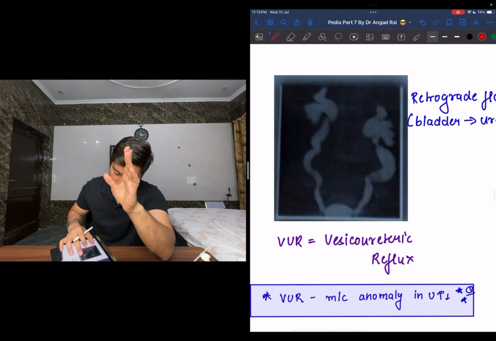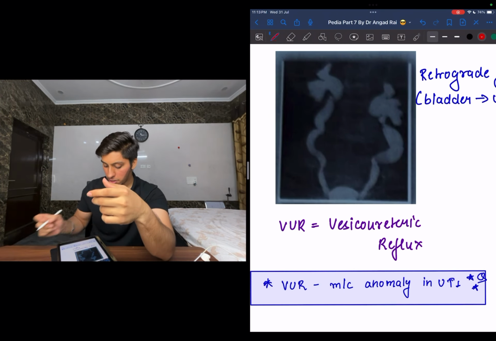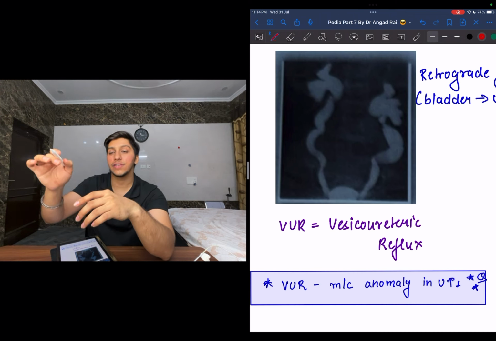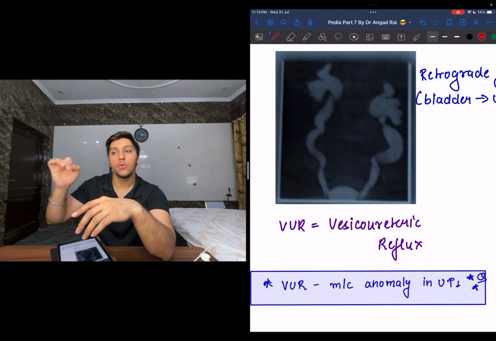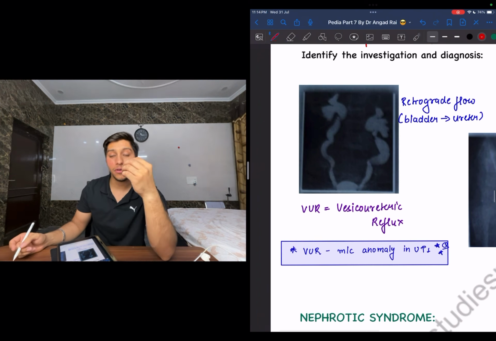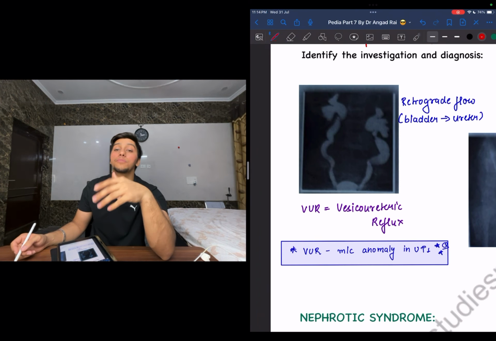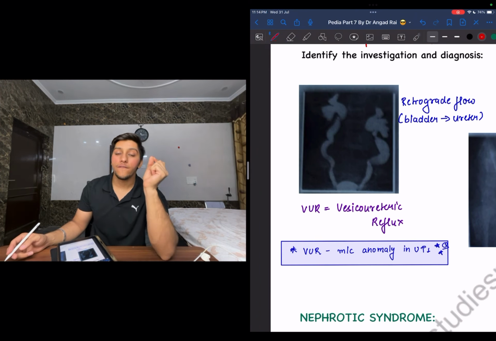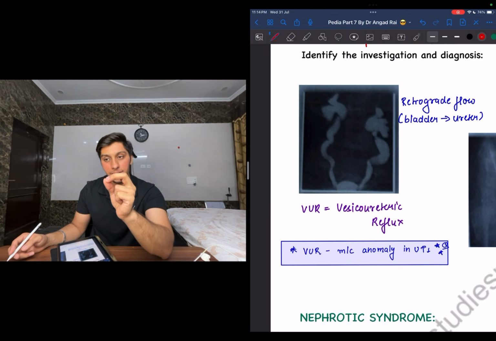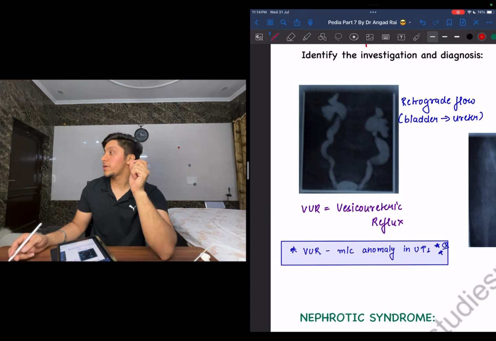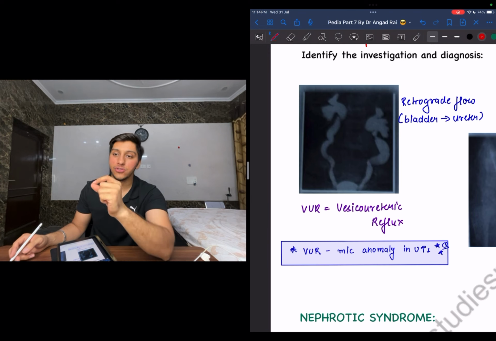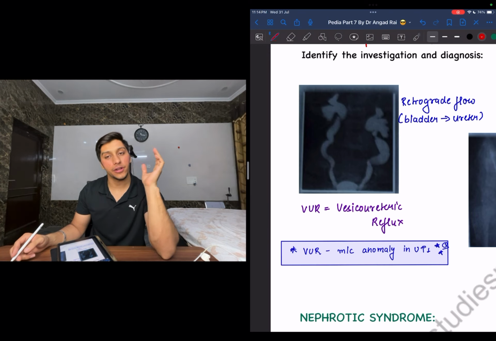Now, if they show you this image, they pass the dye and they have seen this image over here. What is your diagnosis, guys? You see the fluid, instead of going down, is going from the bladder up to the backside. This is known as vesico-ureteral reflux. Remember, guys, the most common anomaly in urinary tract infection is going to be vesico-ureteral reflux.